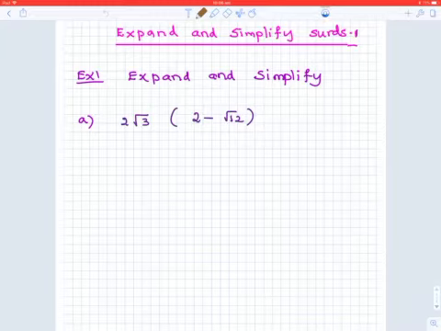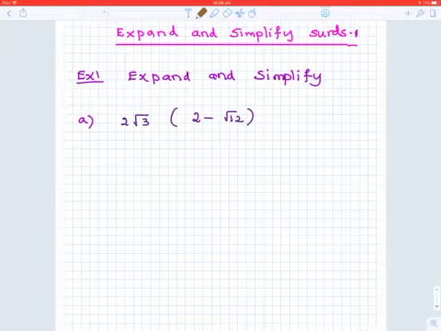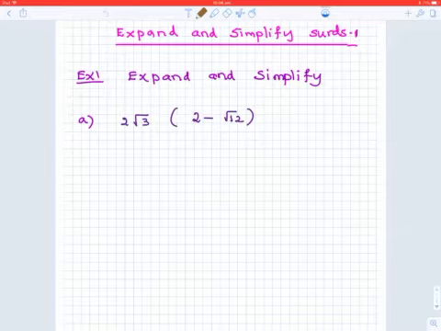Hello and welcome. Today we are going to see how to expand unsimplified surds. Okay, we start with the question: expand and simplify 2 root 3 bracket 2 minus square root of 12.